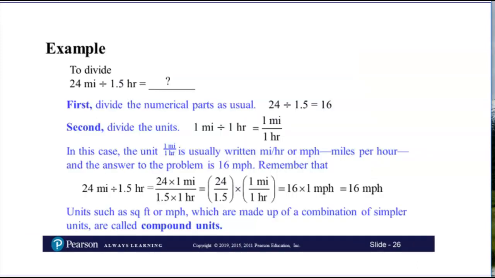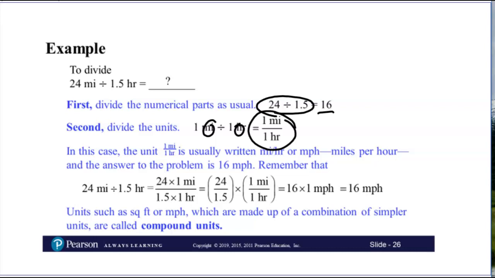Okay, so we're going to look at a real-world problem here. Notice that the way that they split this out is going to be really important, and the way that they do the division across is really important, because this is how we're going to do some of the unity problems in the next section. So first off, what you want to do is divide the numerical parts. In this case, we're going to divide 24 by 1.5, and that gives you 16. And then you're going to divide miles per hour, so this is miles and this is hour, and so that's our units, and it looks like this, miles per hour. Notice we do it separately, so 16 miles per hour.